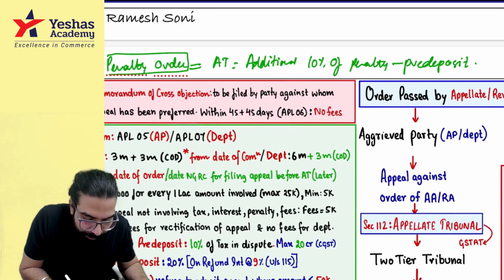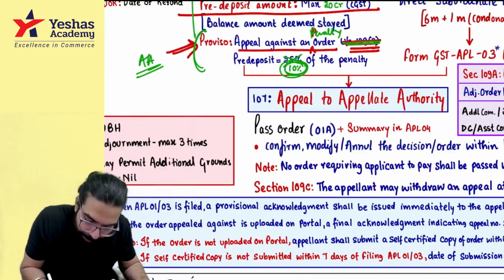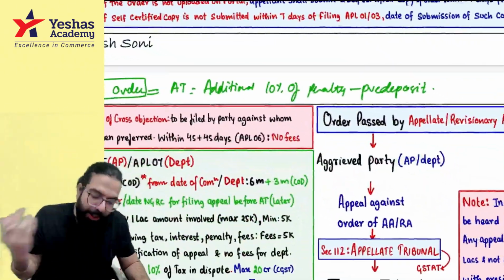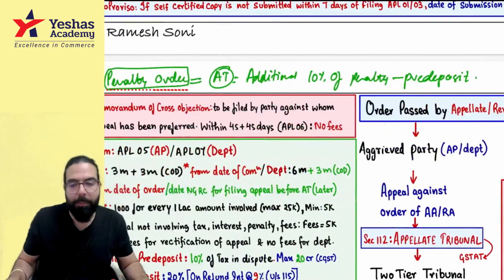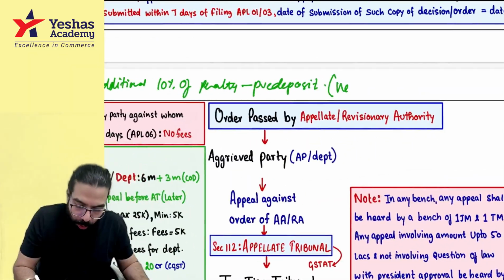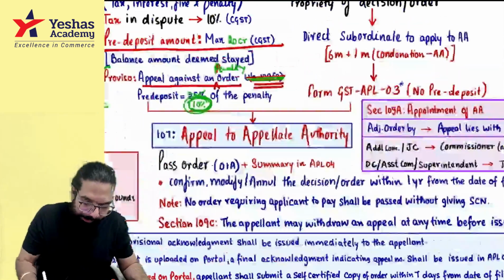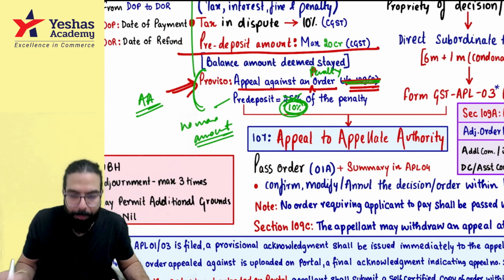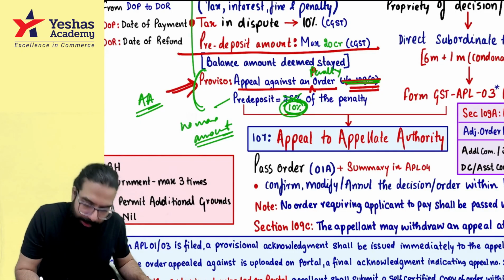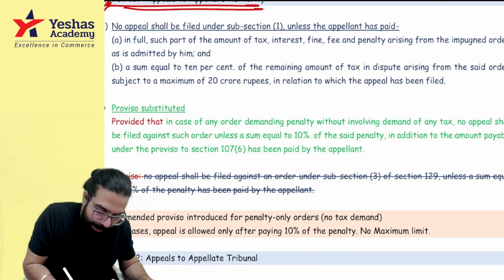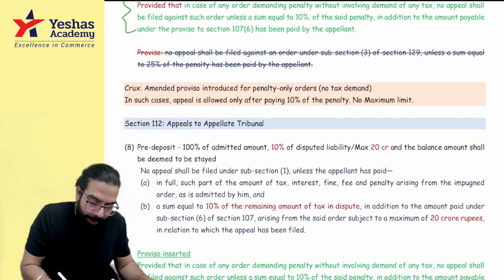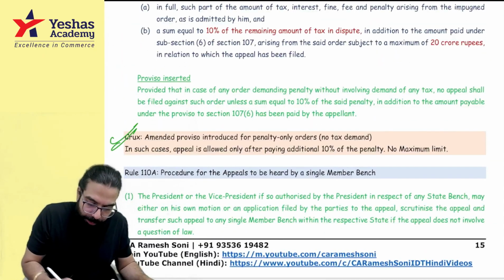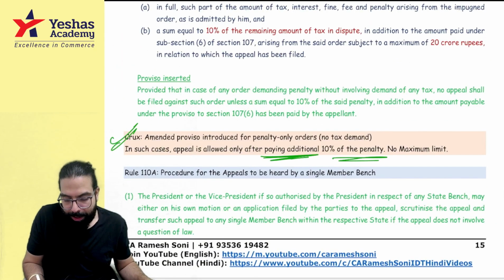Penalty order: if you are going to the appellate authority, give 10% of the penalty as pre-deposit. If you are going to the appellate tribunal, give an additional 10% as pre-deposit. There is no maximum amount told here. Remember, here also there is no maximum amount. The maximum amount of pre-deposit for penalty is not told. So, sir, that's all that has been told here: penalty order 10% pre-deposit, and if you are going to the appellate tribunal, then an additional 10% and there is no maximum limit.